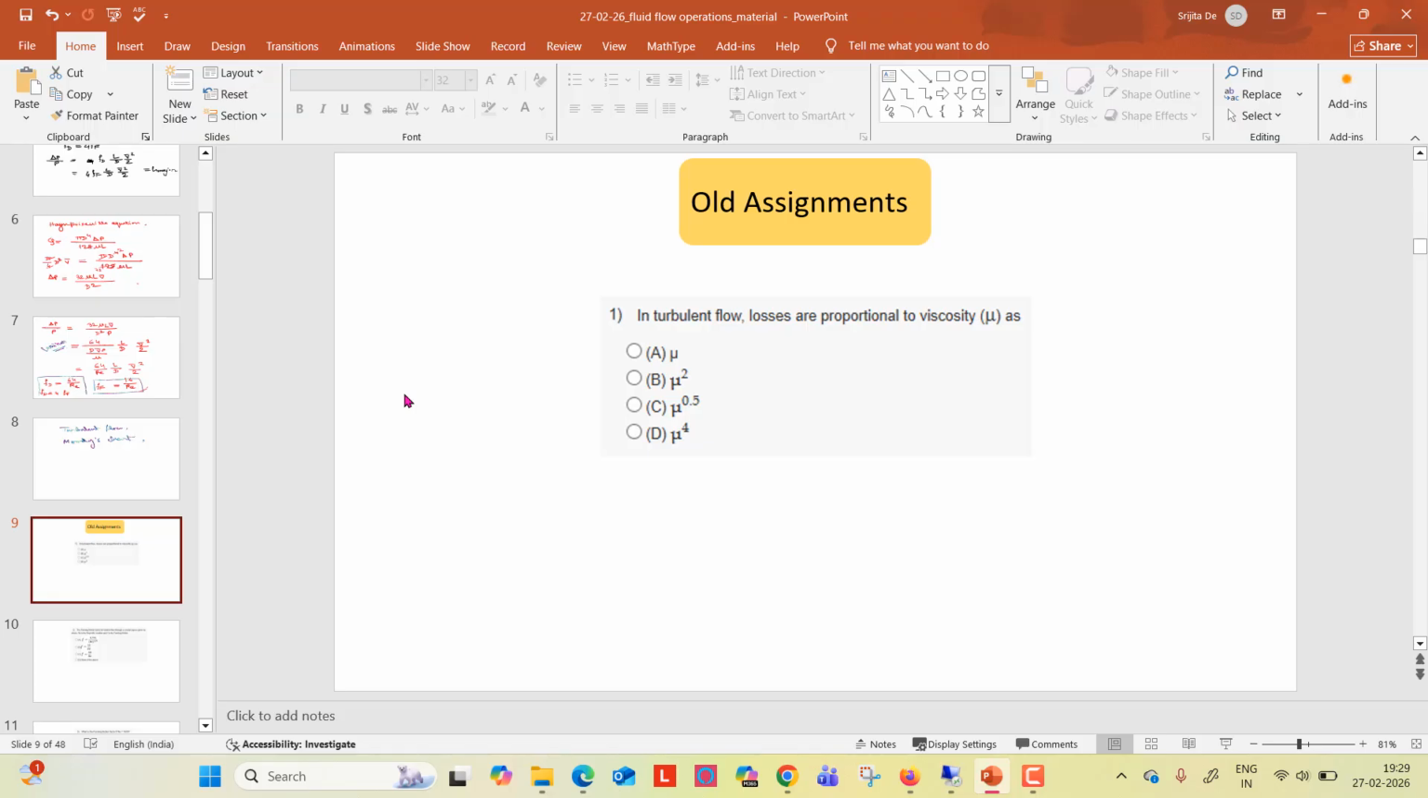In turbulent flow, losses are proportional to viscosity. Is it true or false? In turbulent flow, losses are proportional to viscosity. Is it true or false? Tell me.